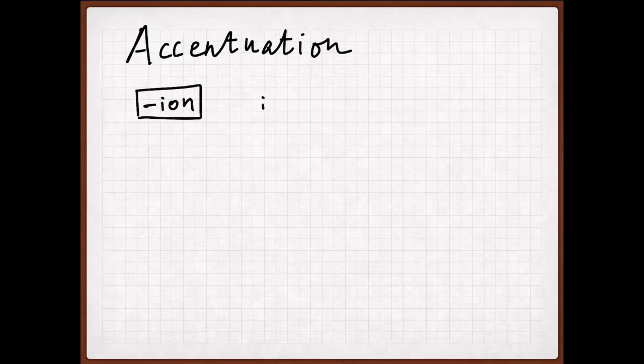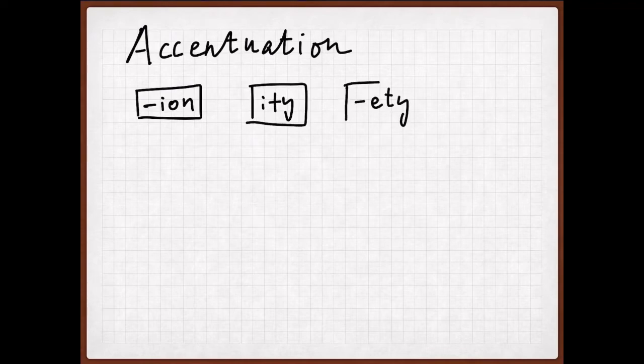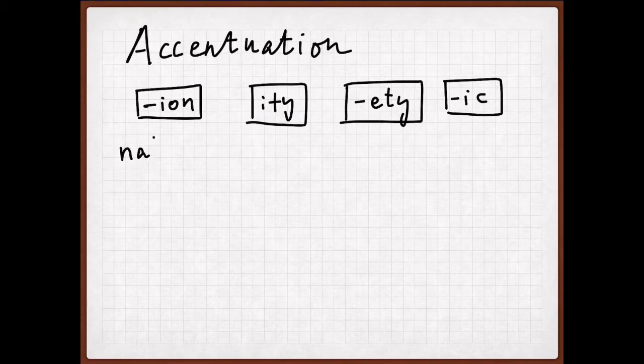So we're talking about ION, we're talking about ITY at the end of the word, we're talking about ETY, and last but not least, we are also talking about IC. What we tend to see with words that end with these suffixes is that the accentuation is found on the syllable just prior to the suffix. So I'll give you some examples of words that finish with ION.